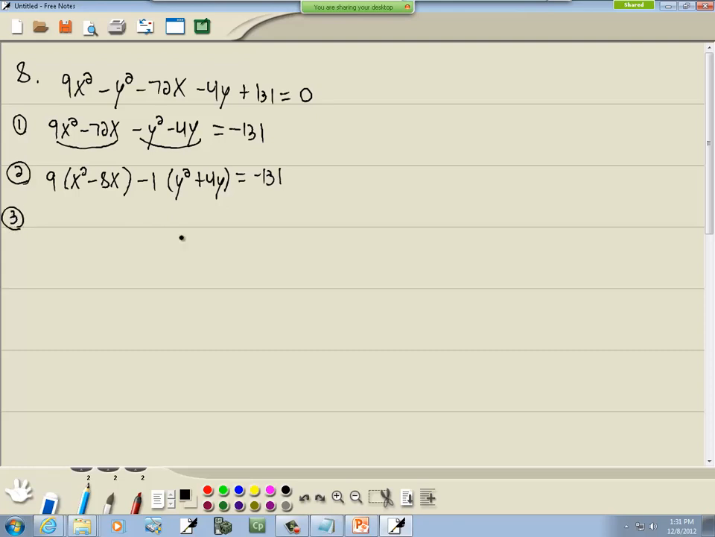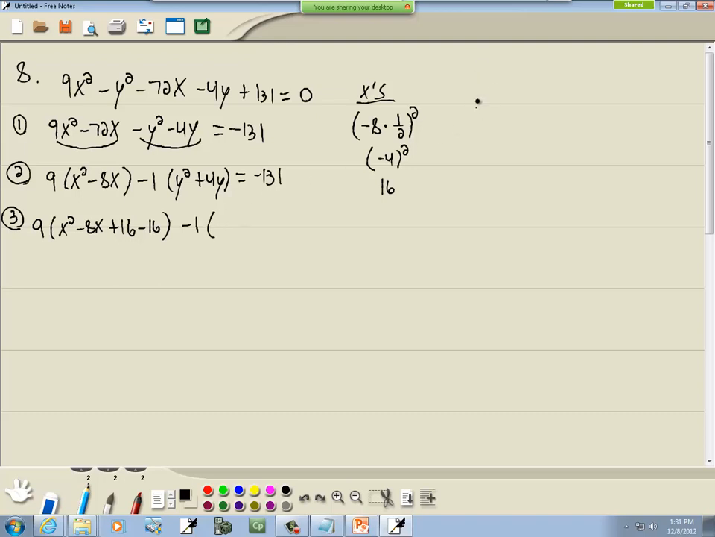Step 3 was to complete the square. So for our x's, take the numbers before x, which is negative 8. You multiply it times a half and you square it. Negative 8 times a half is negative 4. Negative 4 squared is 16. And we're going to both add that inside our parentheses and subtract it. So we have plus 16 minus 16.